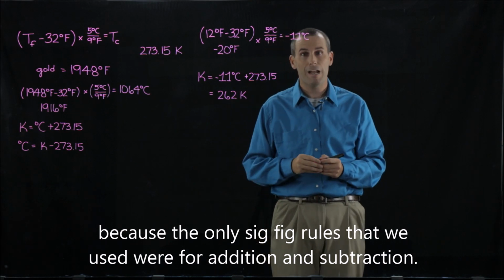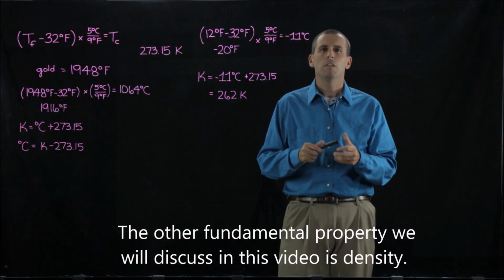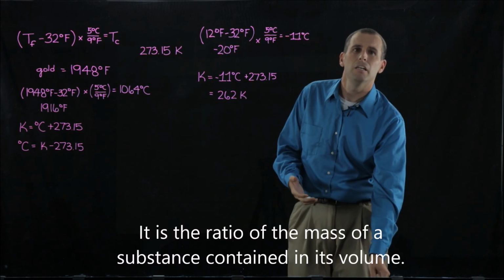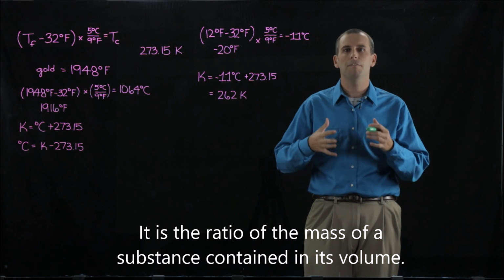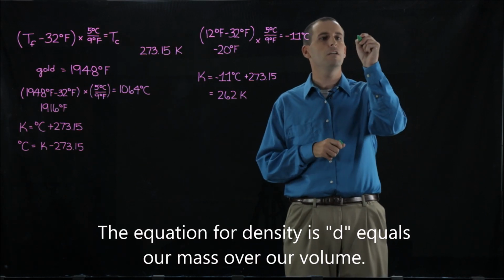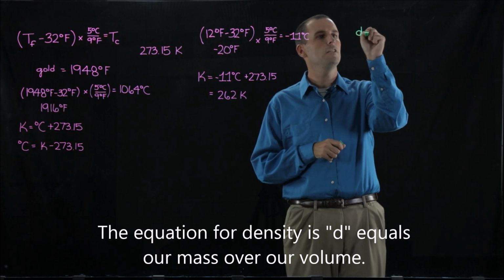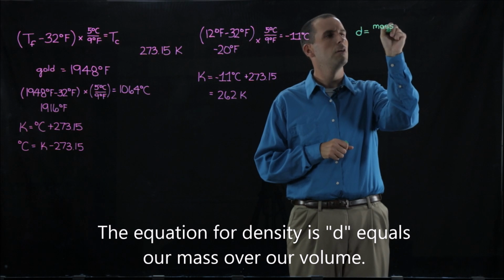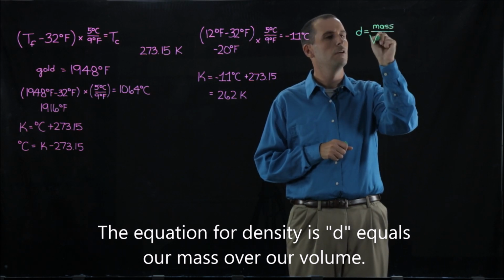were addition and subtraction. The other fundamental property that we will discuss in this video is density. It is a ratio of the mass of a substance contained in its volume. The equation for density is D equals our mass over our volume.